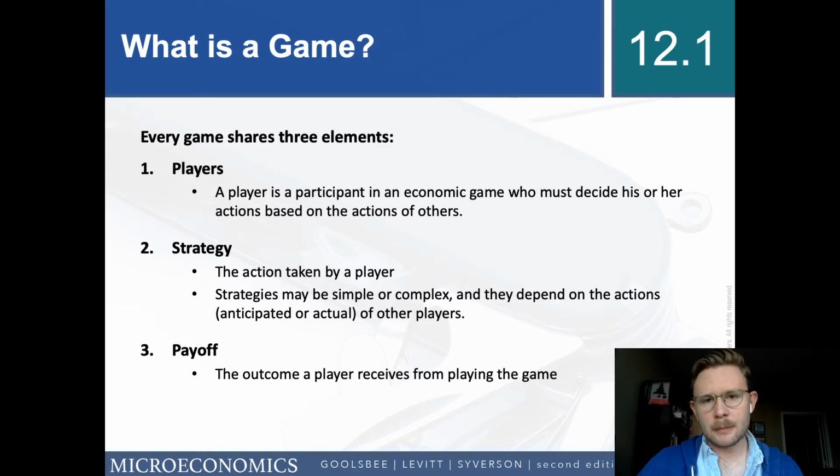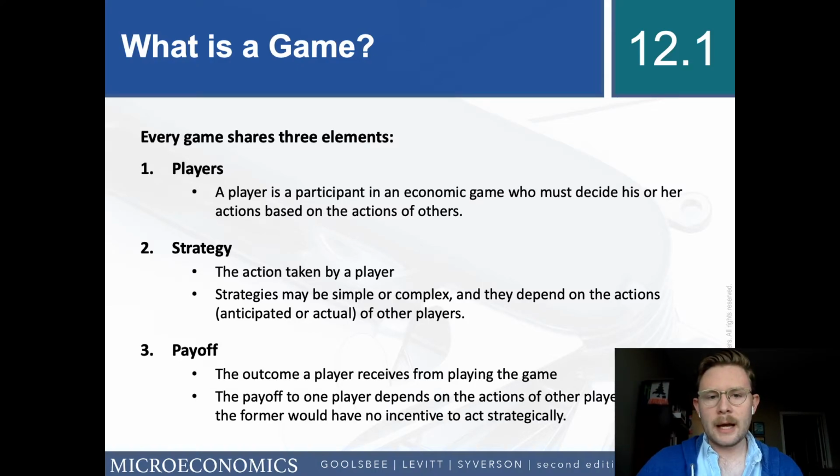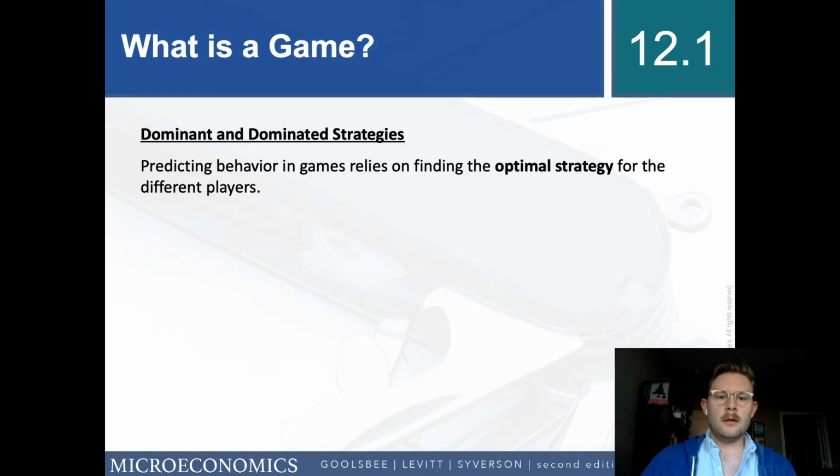This is the outcome that a player receives from playing a game. The payoff to one player depends on the actions of other players. Otherwise, the former would have no incentive to act strategically. This is sort of the fundamental idea of this chapter. When you make decisions, you're making decisions based on what you think your opponent will do. There's also this idea of dominant and dominated games.